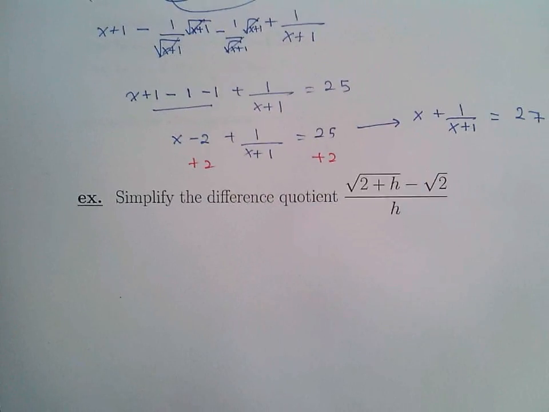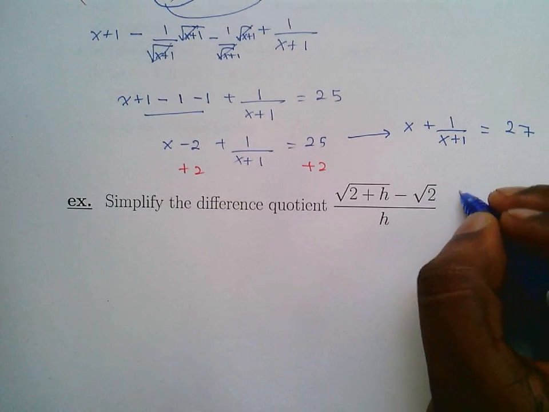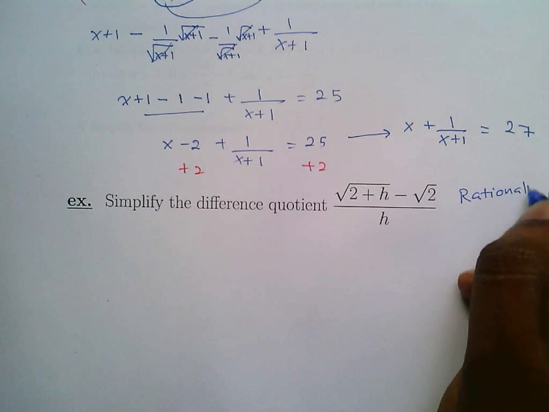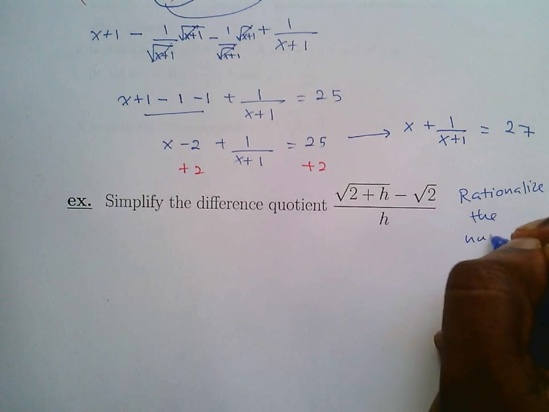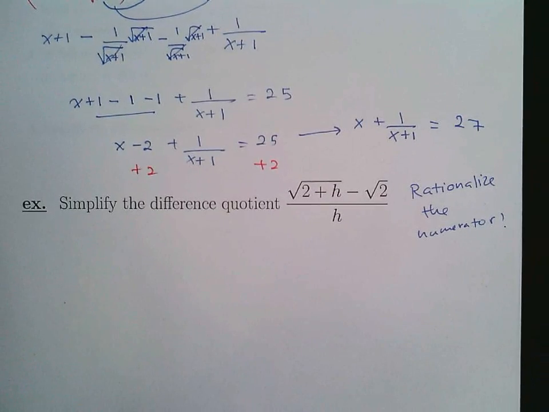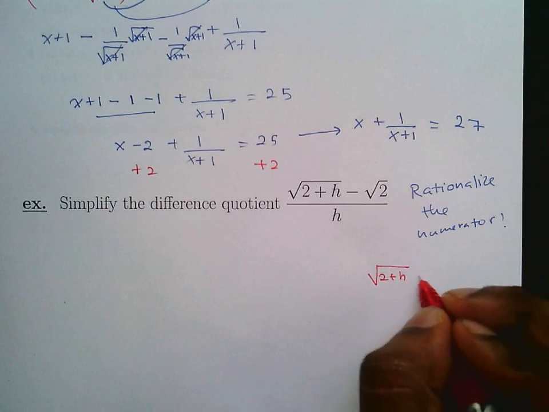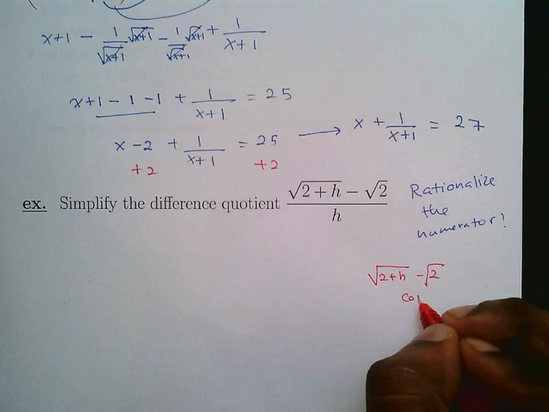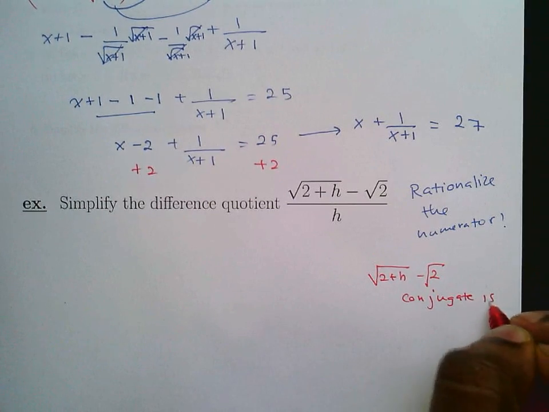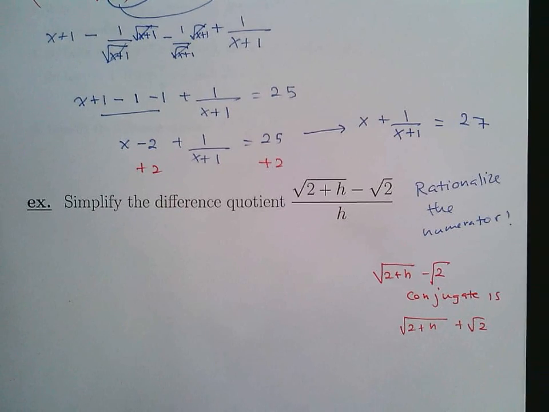Let's do the last example here. Simplify the difference quotient. Now I believe I did this. If I didn't, this is the way to do it. What you do is rationalize the numerator. So remember, you multiply by the conjugate. The conjugate for square root of 2 plus h minus root 2 is square root of 2 plus h plus root 2. So you multiply the top and the bottom by that.